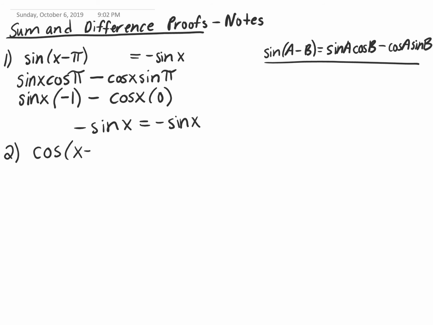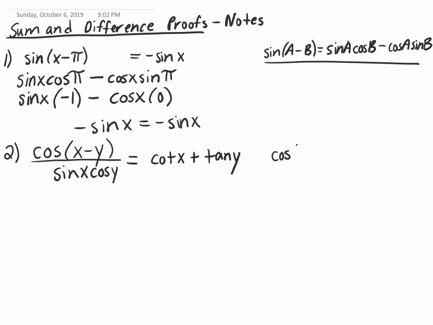Cosine of x minus y over sine x cosine y is equal to cotangent x plus tangent y. So again, off to the side, I'm just going to write down which identity I'm going to use. We'll use the cosine of a minus b is equal to cosine a cosine b plus sine a sine b.